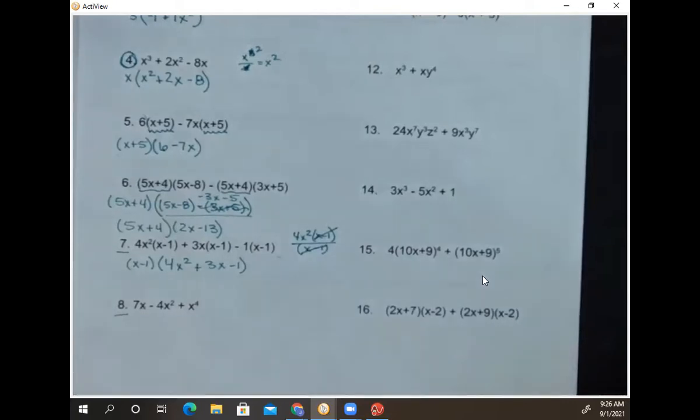Then how about number 8? What's our GCF for number 8? X. So I'm going to pull out x, and what's left?